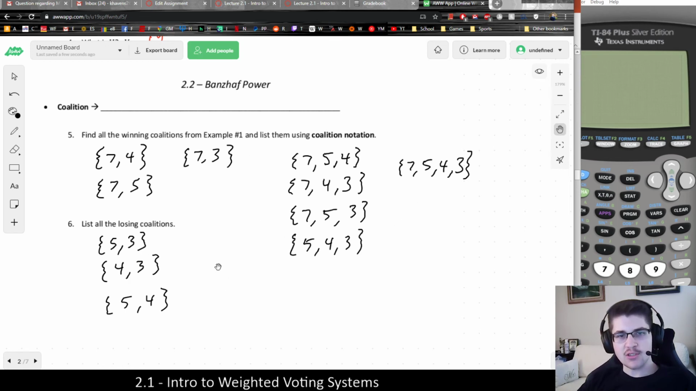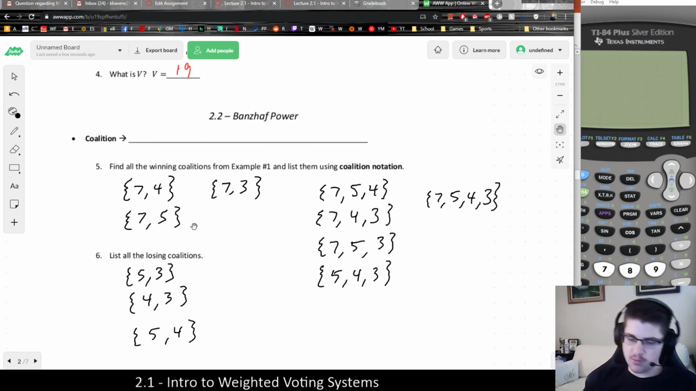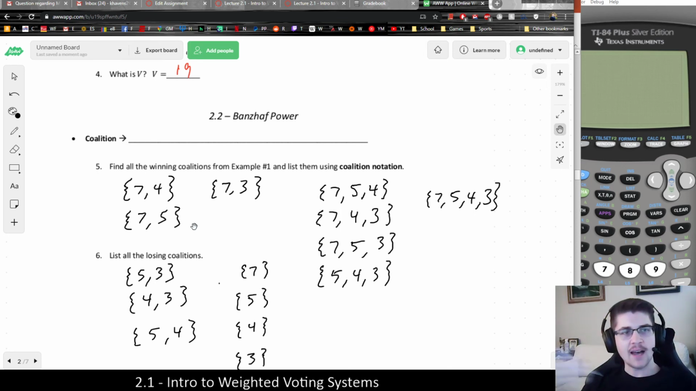Now for losing coalitions, any single player coalition would be losing. So say for example 7 all by themselves, or 5, or 4, or 3. It takes a little bit of practice to write the braces, and sometimes I'm a little bit messy and sloppy when I'm writing them, and also because writing on the tablet doesn't always turn out perfect. And technically, the empty set or the empty coalition is another technical option.